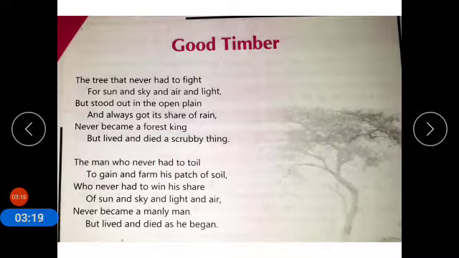The man who never had to toil. Toil means struggle, जद्दोजहद. To gain and farm his patch of soil means to gain his piece of land and then farm it, to grow something in it. Who never had to win his share of sky and sun and light and air never became a manly man. Manly man means a strong man, but he lived and died as he began. He just lived and died in the same way, and never made any progress in his life.